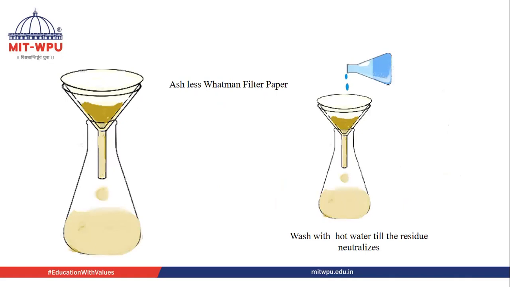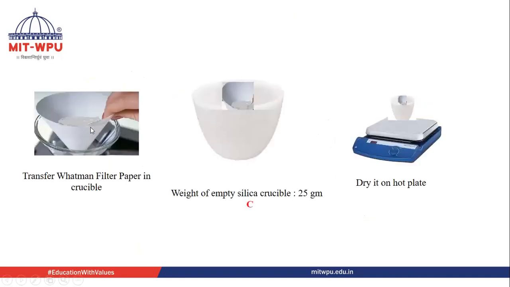So we are filtering it, and whatever the residue is there, we have to wash it because we have used the acid here, till it becomes neutral. We have to add water and wash it. With the help of pH paper, we need to check its pH, and it should be neutral, and no acid trace should be there. Once it is done, we will remove this from the funnel, and we will keep it into the silica crucible.